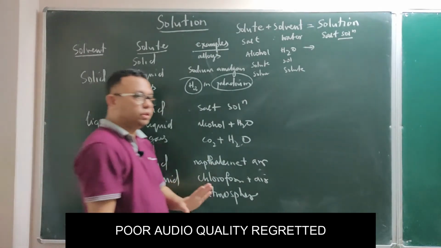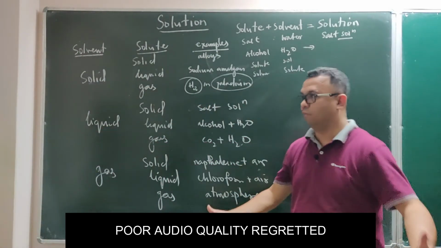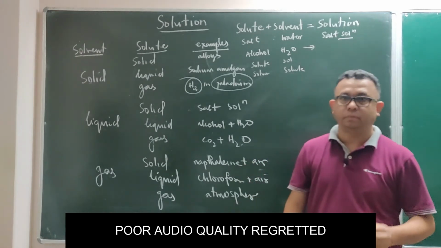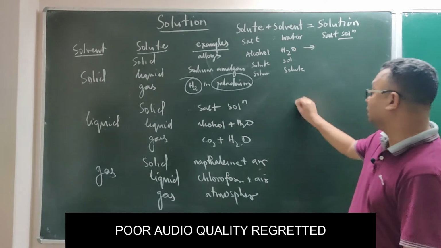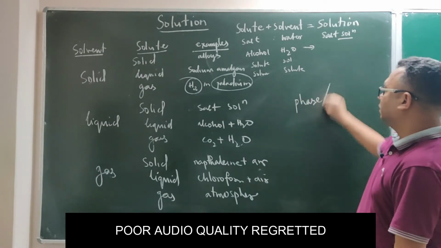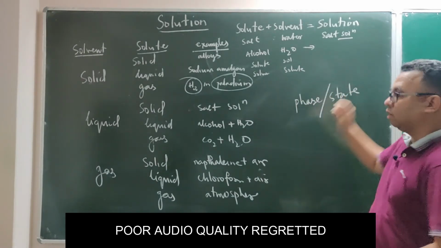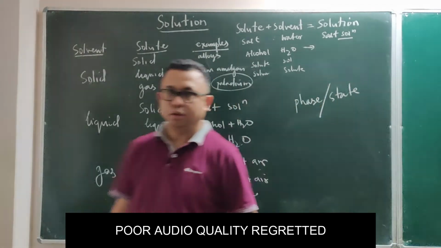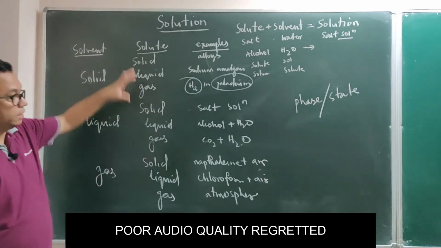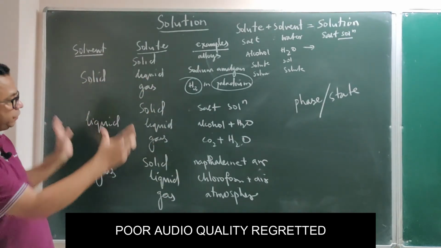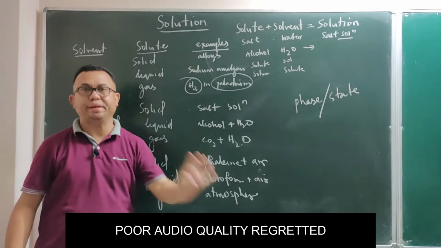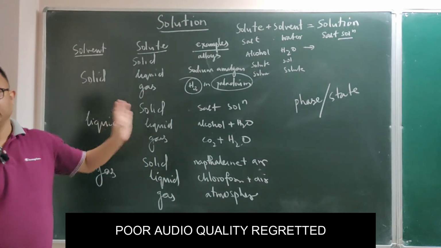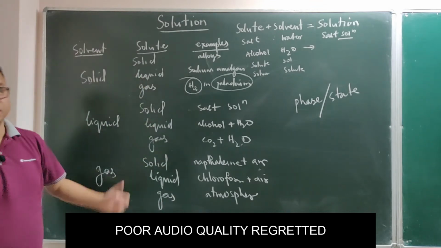And don't forget, solutions may be categorized into many other forms, but I classify these solutions in terms of phase. When I say phase, I mean states: solid, liquid or gas. So in terms of the states or phases, the solutions can be categorized under these 3 different types. This is the classification of solutions in terms of phase, in terms of the composition. They are solid, liquid, and gas, and altogether there are 9.